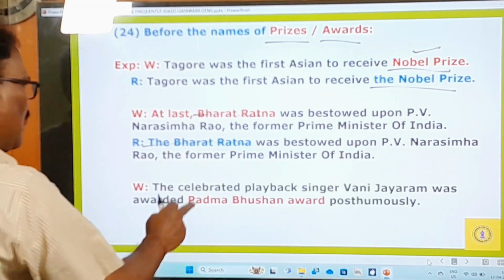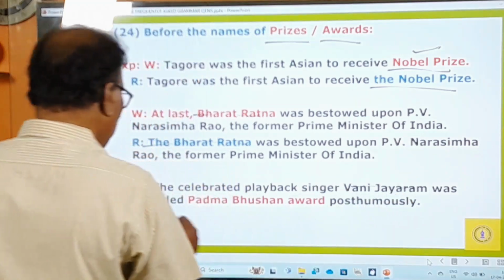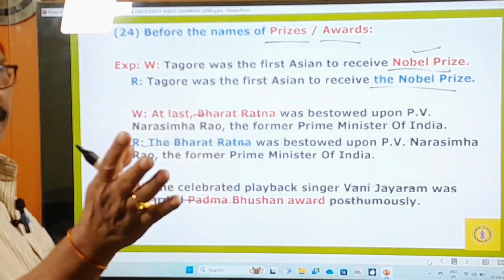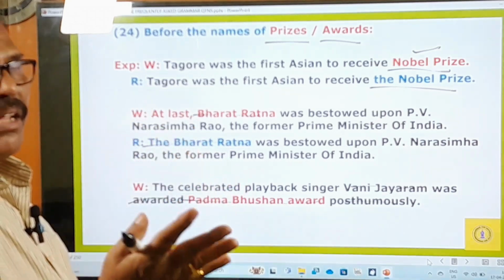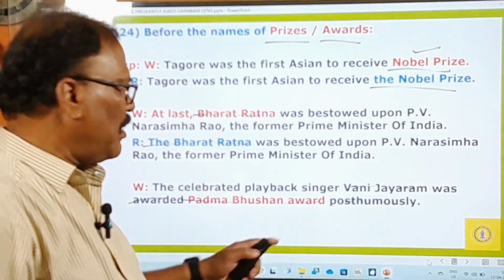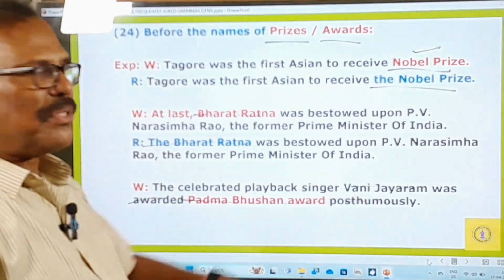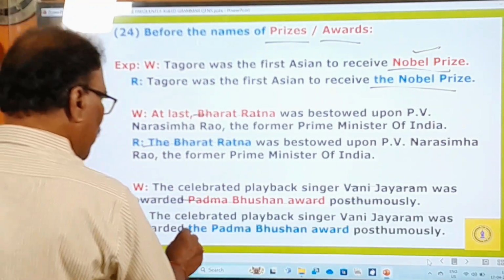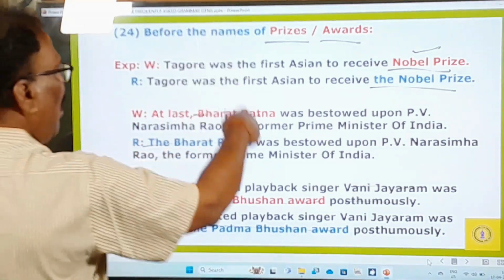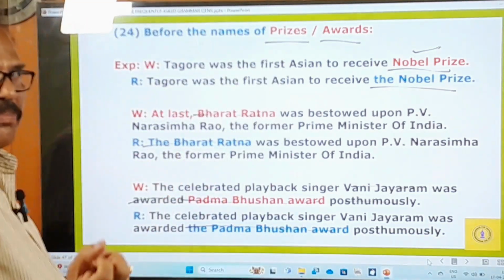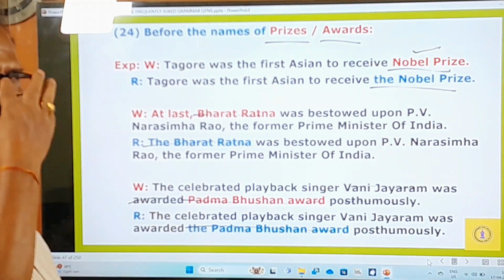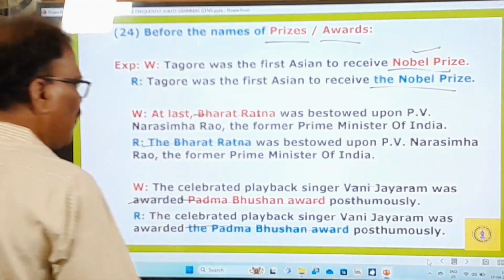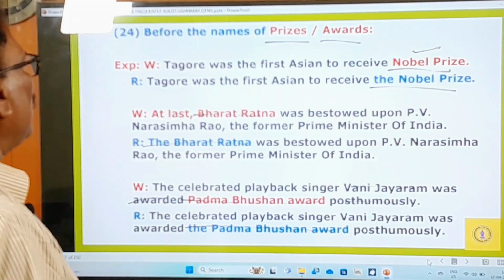And you go to the next one. The celebrated playback singer Vani Jairam was awarded the Padma Bhushan Award posthumously. If an award is given after the death of that particular person, that's called posthumously. Posthumous. So okay, Padma Bhushan award is there, and before that you have to say the Padma Bhushan award. So in this way, before the awards and prizes, we have the Pulitzer Prize, the Booker Prize. There are so many prizes, there are so many awards. Before all of them, you have to use the definite article.